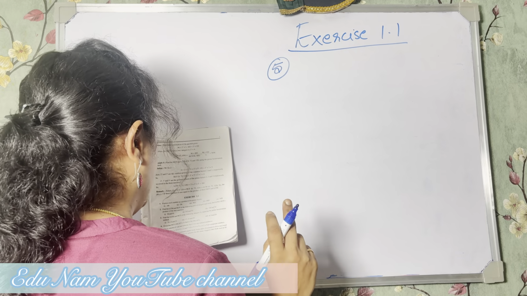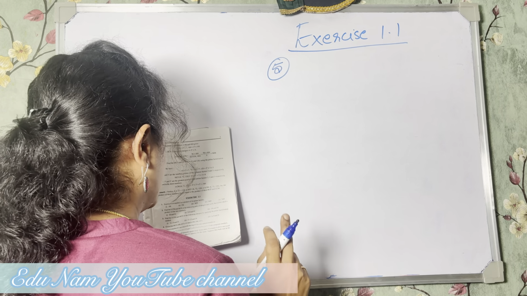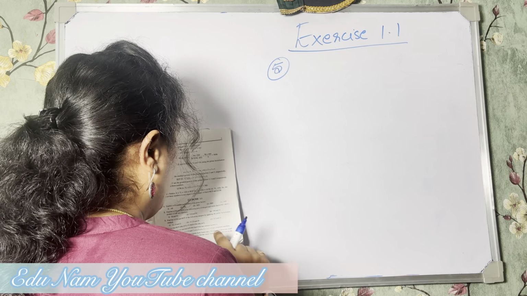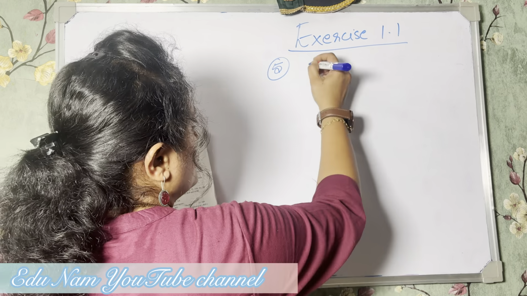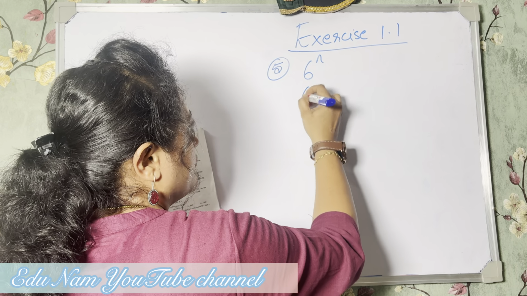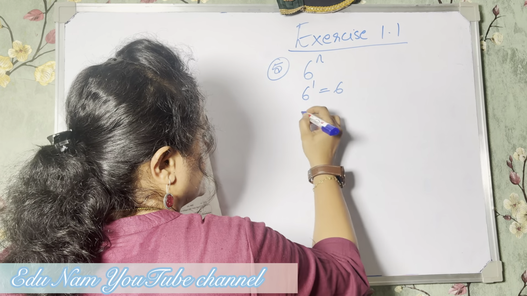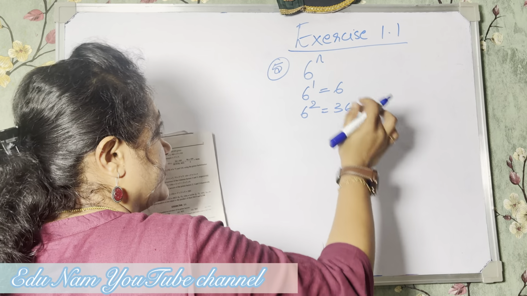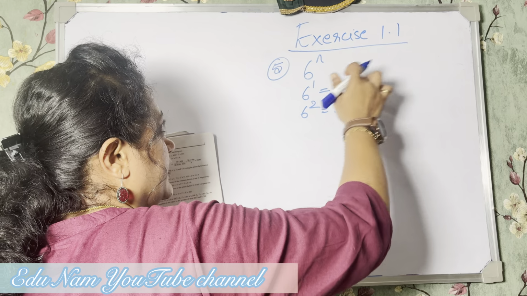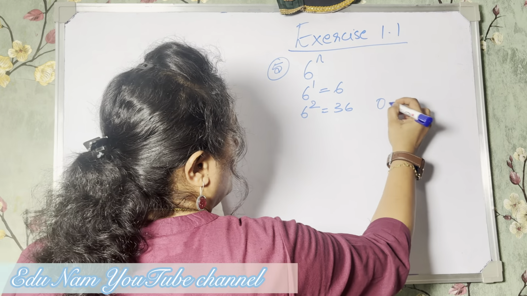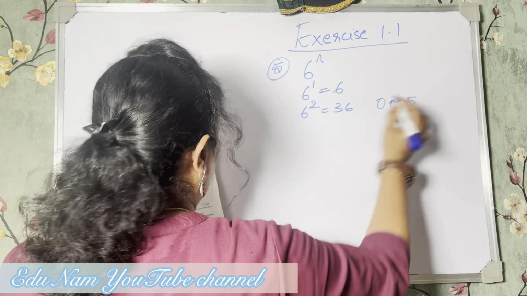The fifth problem is: check whether 6 to the power of n can end with the digit 0 for any natural number n. So 6 to the power of n. When we substitute n by natural numbers, for example 6 to the power of 1, it will become 6. Same way 6 to the power of 2 is 36. Like that, the question is, when any number is given in the place of n, the answer should have 0 or 5.